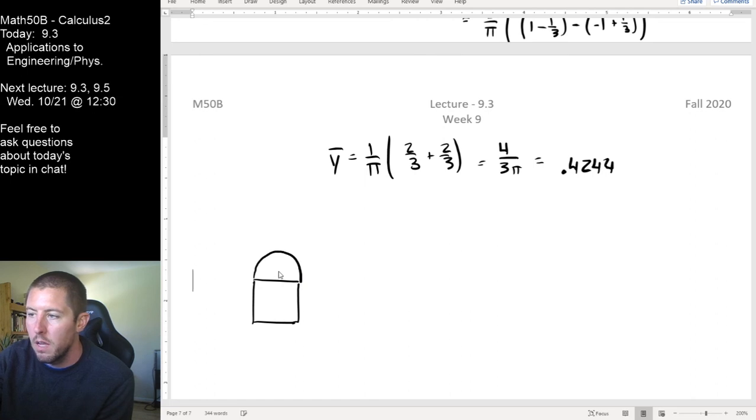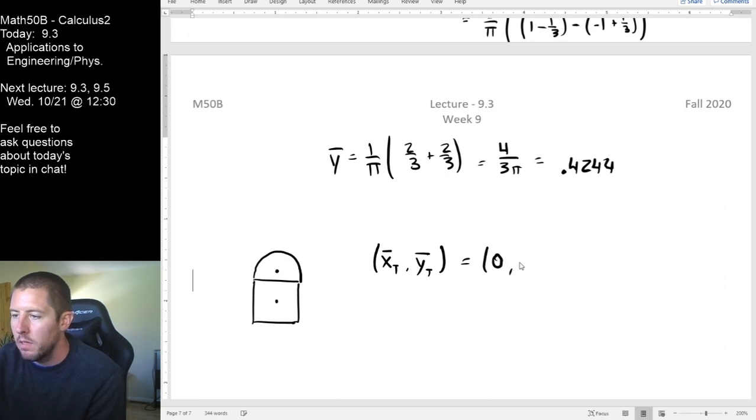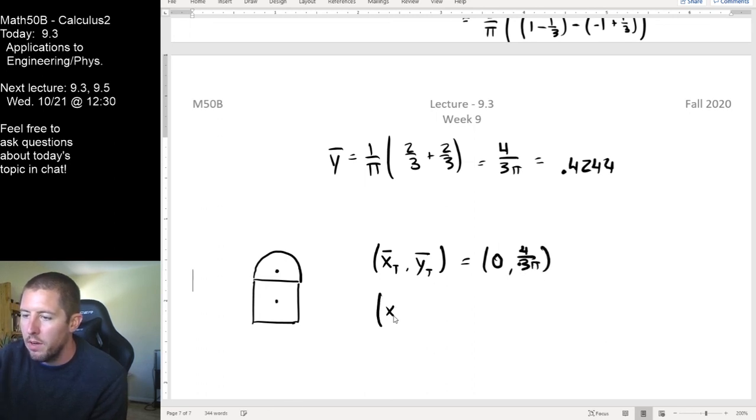Here's our two parts. We just determined that this one, as expected, is a little bit lower than half. So I found my x top bar and my y top bar. My center of mass for the top part: the x was 0, and the y was 4 over 3 pi. We found that for the bottom part, it was much easier.